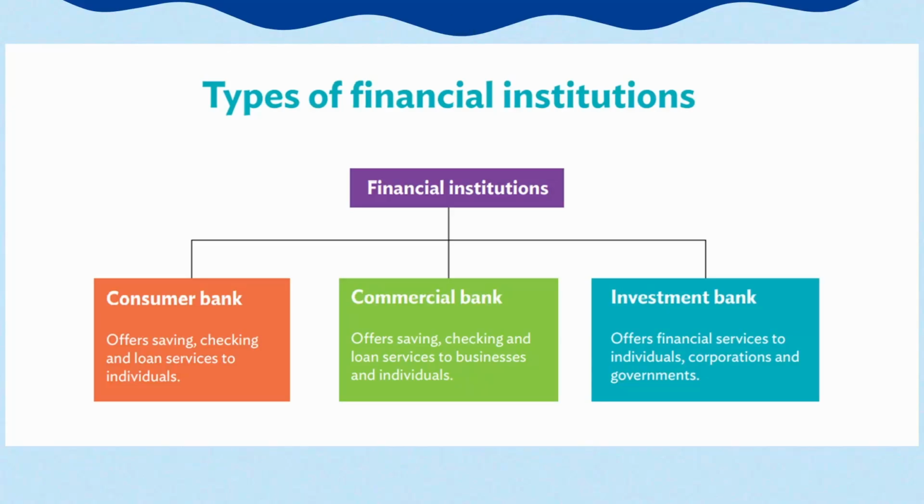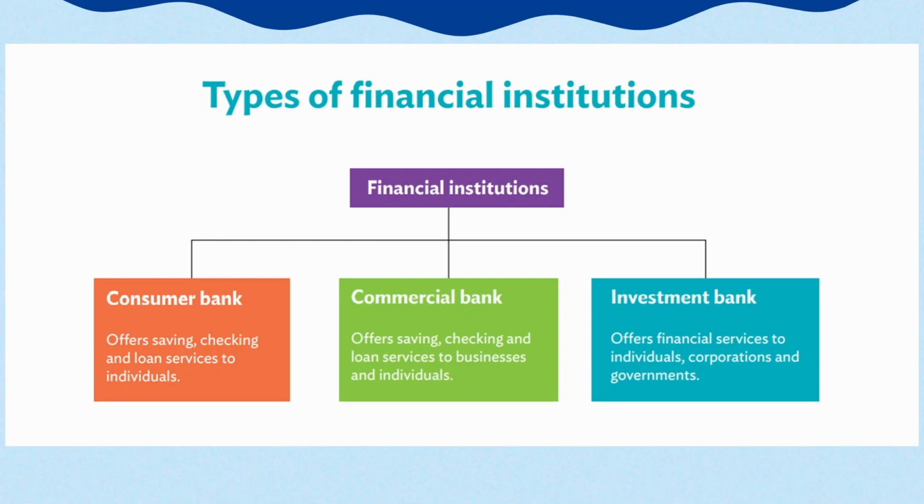So let's start by giving a general overview of several types of financial institutions. For example, consumer banks, which offer savings, checking, and loan services to individuals. Commercial banks, which offer savings, checking, and loan services to businesses and individuals, as well as investment banks, right? They offer financial services to individuals and corporations, as well as governments. Most of the banks you are familiar with are actually a blend of all three.